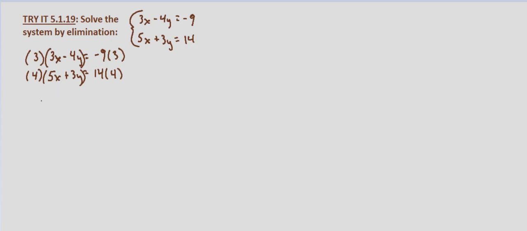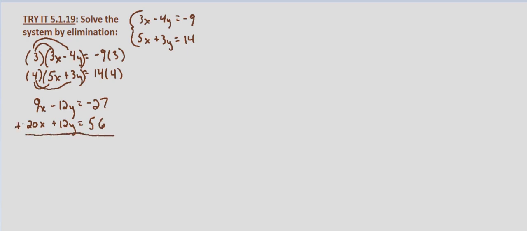Now we rewrite the system of equations after multiplying. So 3 times 3x is 9x minus 12y equals 9 times 3 is negative 27. Distribute the 4, we get 20x plus 12y equals 14 times 4, which is 56.